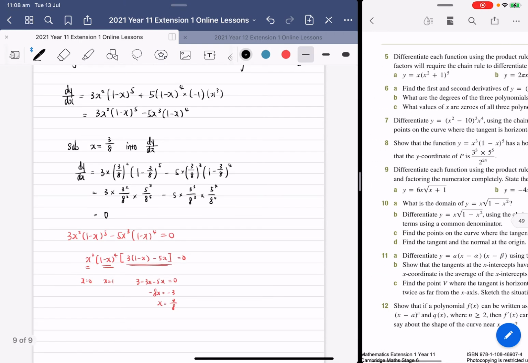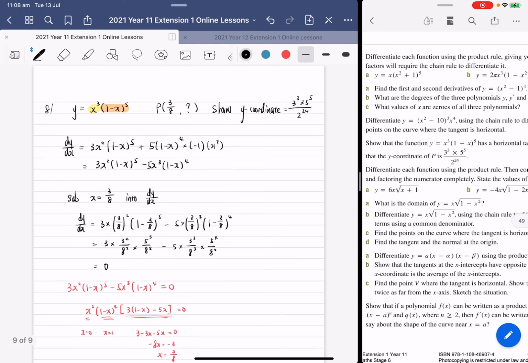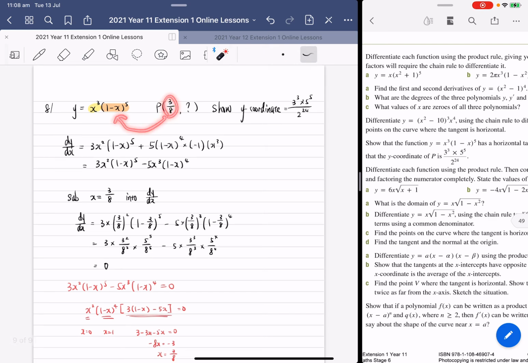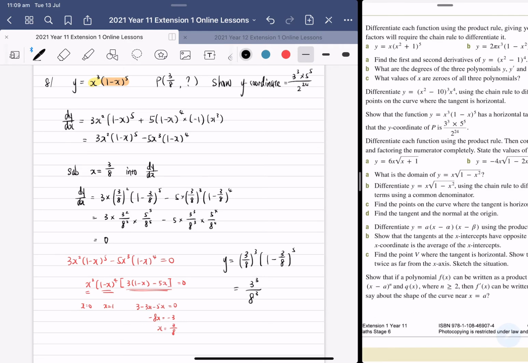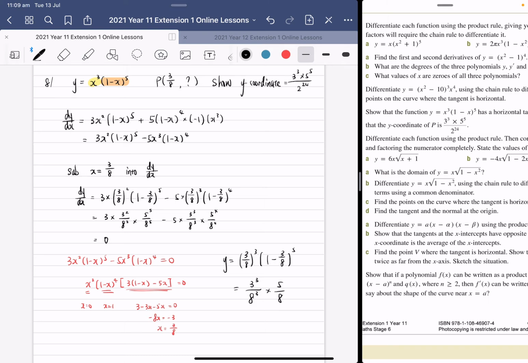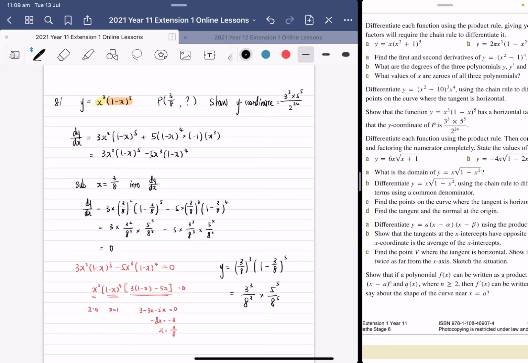Now we need to show the y-coordinate of point P is equal to that expression there. To find a y-coordinate is actually pretty easy. You substitute 3 over 8 back into here, then you should be able to find the y-coordinate. That's not a really hard question. So let's start on this side. y is equal to 3 over 8 to the power of 3, times 5 over 8 to the power of 5. That gives us 3 to the power of 3 over 8 to the power of 3, times 5 to the power of 5 over 8 to the power of 5. At the end, we need to show this is equal to that.